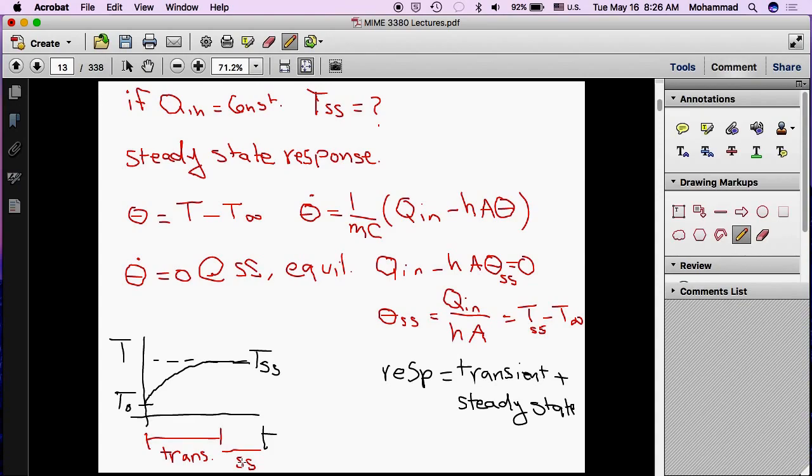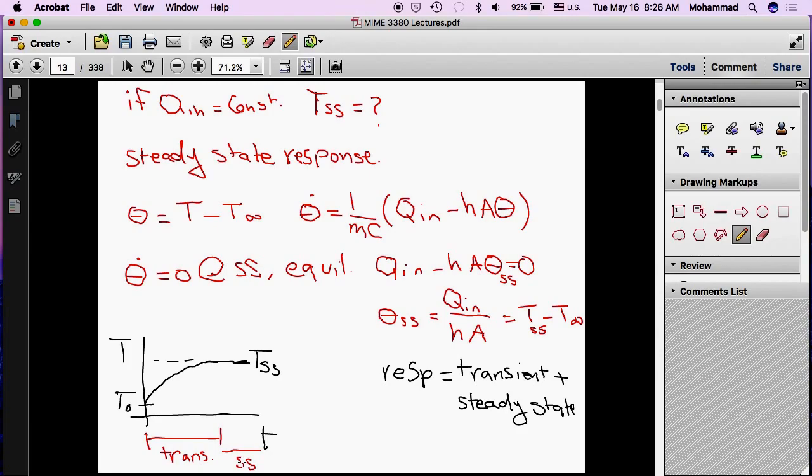Again, the rate of change would not be different. The speed of the system would not be different because the initial condition has no effect on the speed of the system. The speed of the system is defined by m, c, h, and A. What will be different is the shape of the transient.